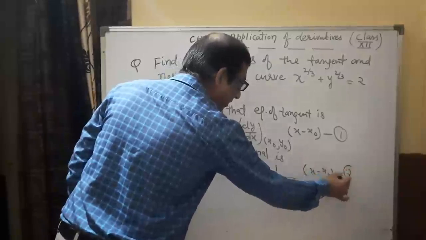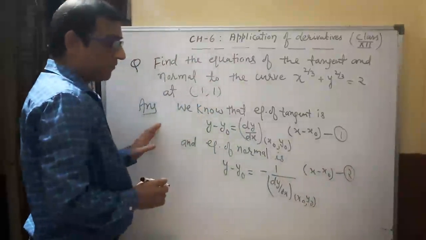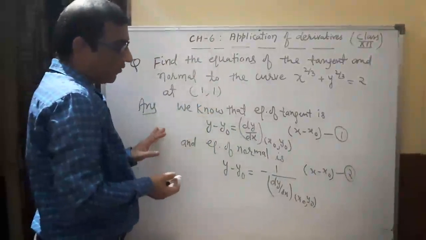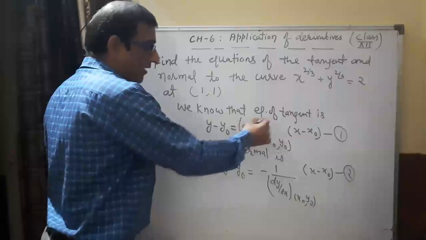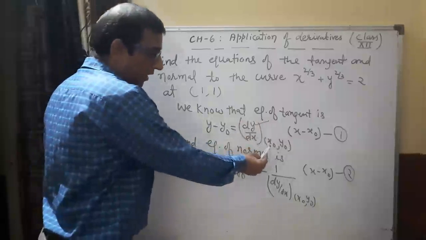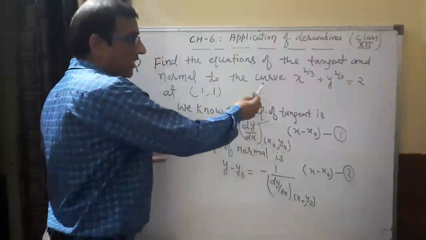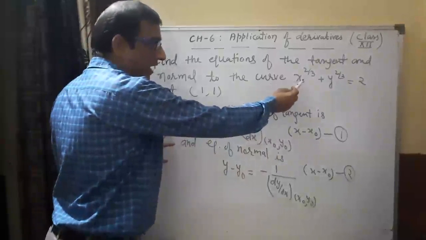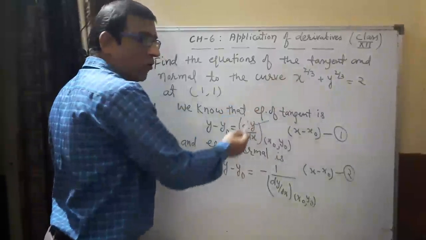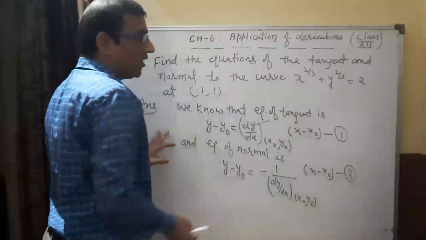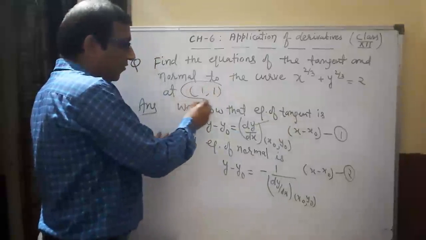This is equation number two. So what do we have to calculate? We have to calculate the derivative at the point (x0, y0). This time the equation of the curve is x^(2/3) + y^(2/3) = 2, and the point is (1, 1).